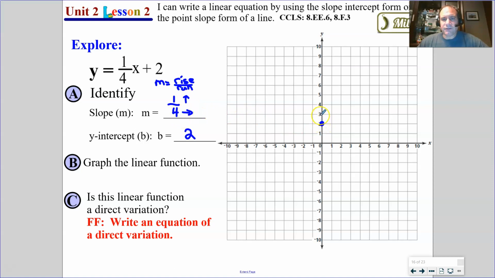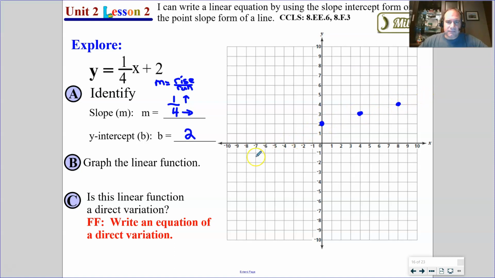So we're going to rise to 3 and run 1, 2, 3, 4. And we're going to put another point. Rise again 1 and run to the right 1, 2, 3, 4. We can't rise 1 and run 4 again because we would go off the graph, but it would be right there. You see how it has this pattern of 1 up and 4 to the right.